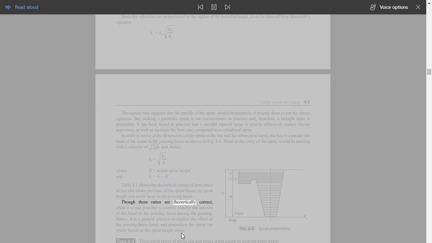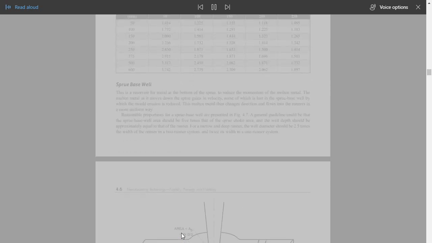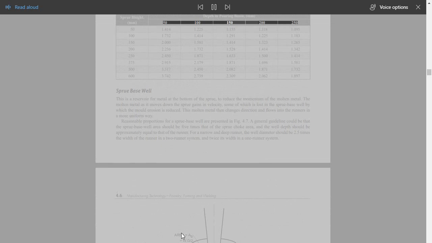Though these ratios are theoretically correct, often it is not possible to control exactly the amount of the head in the pouring basin during the pouring. Hence, it is a general practice to neglect the effect of the pouring basin head and proportion the sprue top solely based on the sprue height alone. Table 4.1 Theoretical ratios of sprue top and choke areas based on pouring basin depth. Sprue height, mm; depth in pouring basin, mm: 50, 100, 200. Ratios include 1.41, 1.225, 1.155, 1.118, 1.095, 1.732.